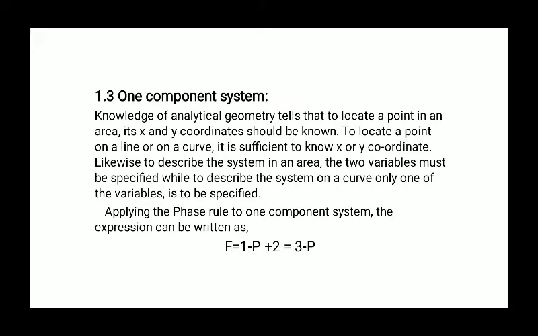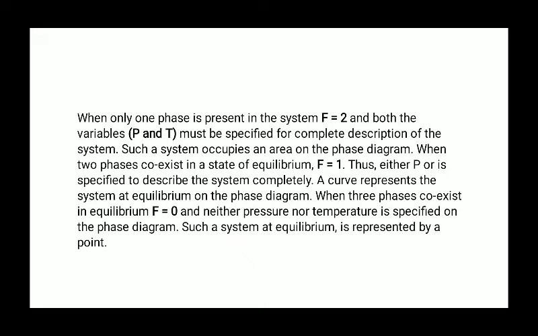Applying the phase rule to a one component system, the expression can be written as F = 1 - P + 2, that means F = 3 - P. When only one phase is present in the system, F = 2, and both variables, pressure and temperature, must be specified for complete description of the system. Such a system occupies an area on the phase diagram.